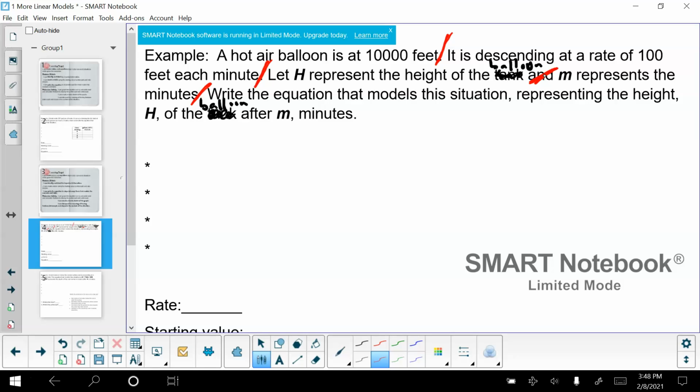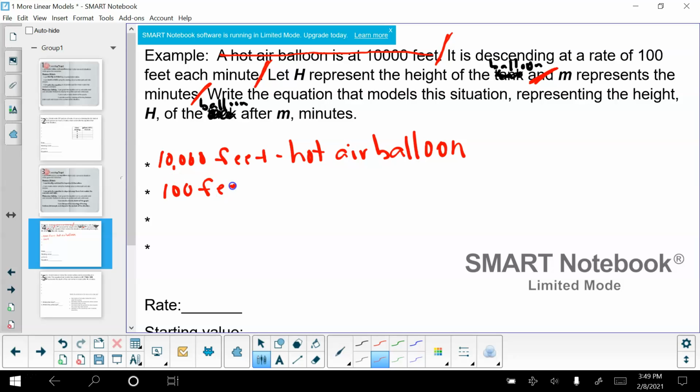A hot air balloon is at 10,000 feet. Okay, that's important to know, so I'm going to write it. So 10,000 feet, and this is where the hot air balloon is. Okay, so that's my first sentence. Second sentence, it is descending at a rate of 100 feet each minute. That's also important, so I'm going to put that 100 feet each minute.